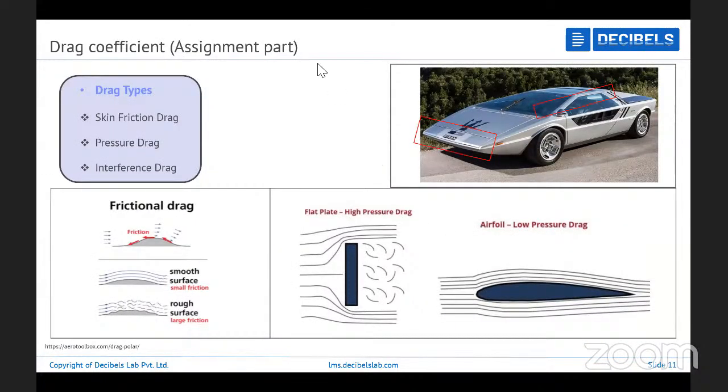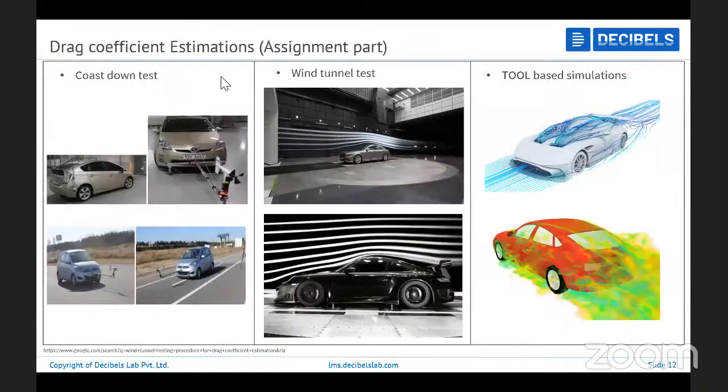Again, to estimate the drag, there are different types of drag, like skin friction drag, pressure drag, interference drag. I won't be discussing much of this; you can look it up on Google. These are some tests we can conduct to estimate the drag coefficient, like the coast down test, wind tunnel test, or tool based simulations. You can look into this one.